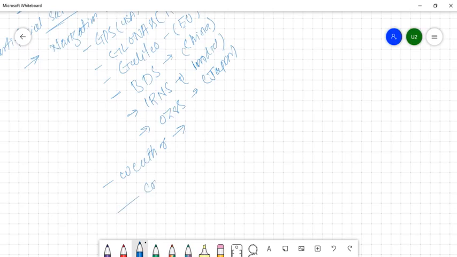Similarly, we have another that is communication satellites, used for communication. So that is to transmit signals over long distances, like it is used in TV, mobile, computer, radio, and so forth.